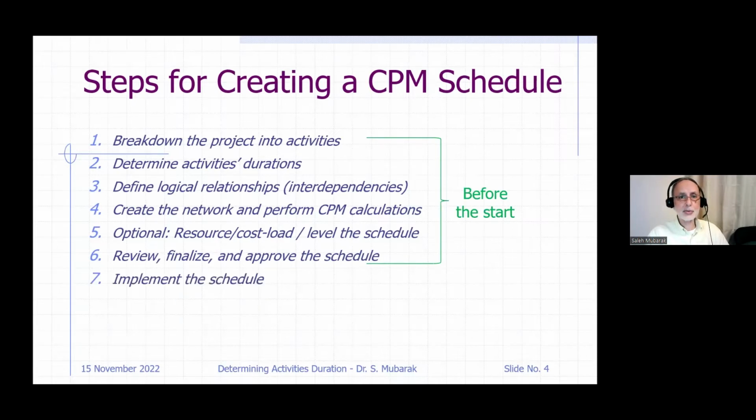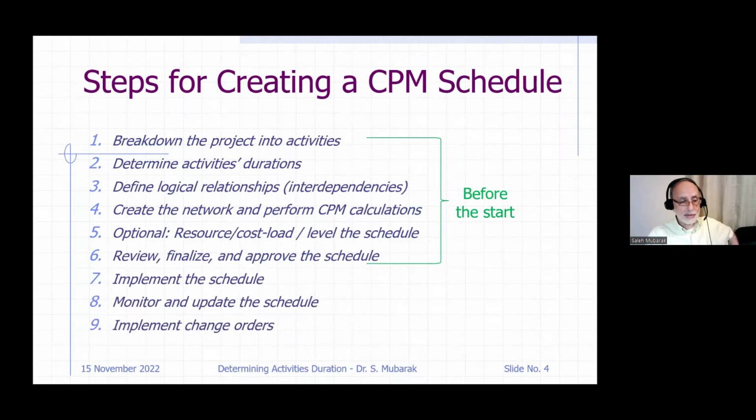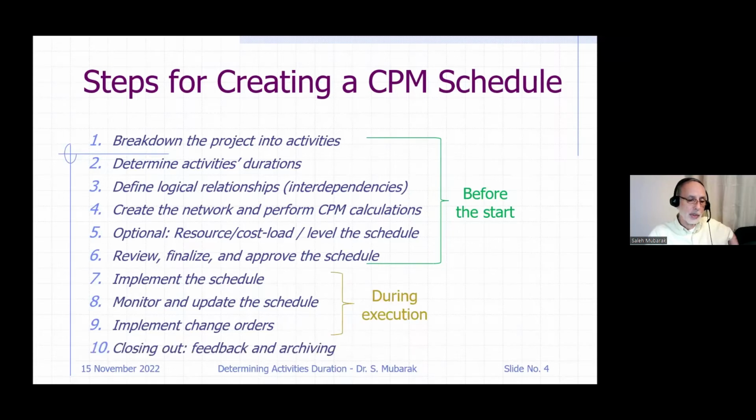And then we implement the schedule. We take it from paper. It looks nice as decoration on the trailer wall, but it shouldn't be taken seriously, guys. And then we monitor and update the schedule during the execution and implement change orders. How many of you have seen a construction project from A to Z with no change orders? I haven't. Anyway, so those are during execution. When you're done, you do the closeout, both final physical completion and fiscal closeout, and then you archive that project.